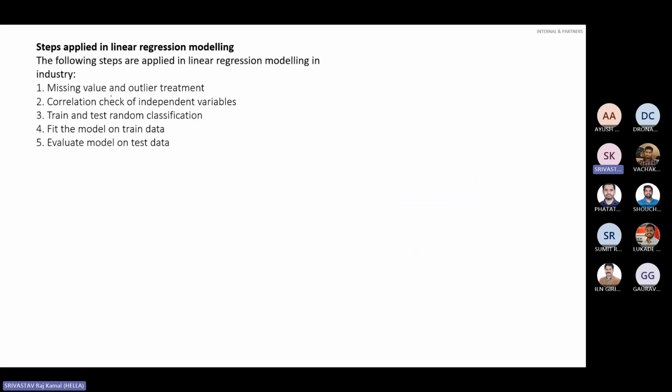Already I mentioned here the following steps applied in linear regression modeling in industry. Therefore, I do not mention these steps here. We do missing value treatment. We do outlier treatment. We do the correlation check of independent variables to remove multicollinearity. Then we split it into train and test. Then we fit the model on train data, which means training. Fit is the word for training. And then we evaluate on the test data. Finally, if results are good, if I'm okay with 80% accuracy or whatever the metric is, I finally choose the model. These are the steps which happen in the industry. That is it.